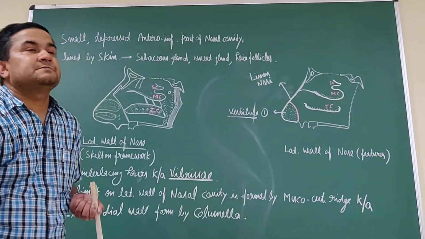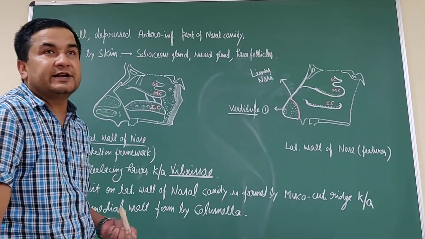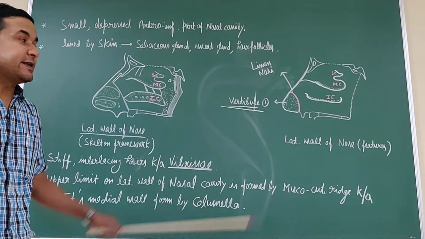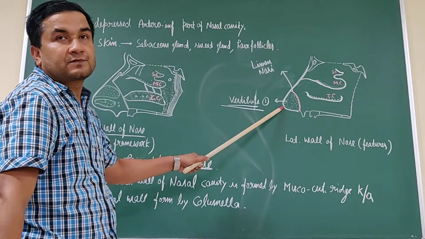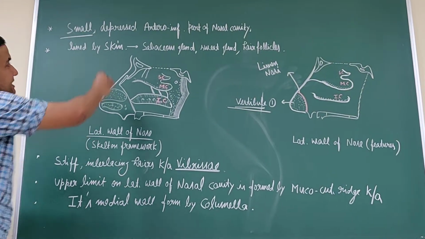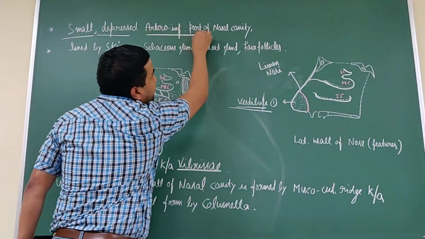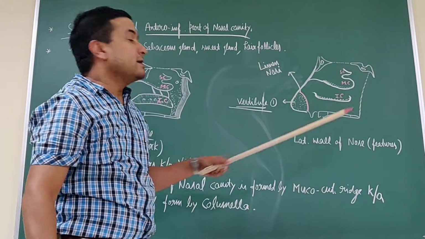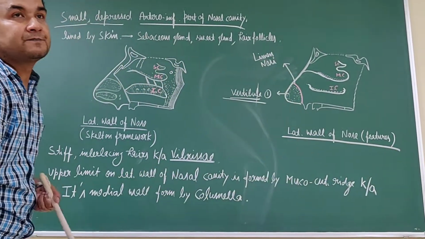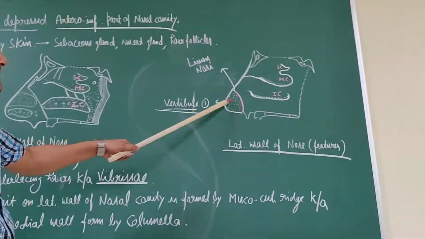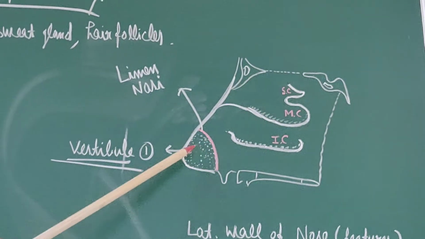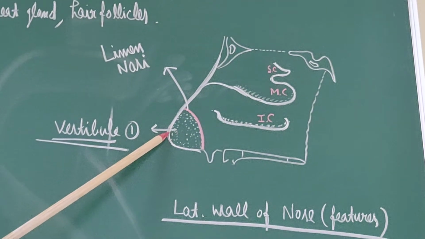The nasal cavity is divided into the vestibule and the nasal cavity proper. So first, the vestibule. The vestibule is the small, depressed anteroinferior part of the nasal cavity. This diagram shows the lateral wall of the nose, discussed earlier, and this part is the vestibule. It is the small anteroinferior, depressed part.